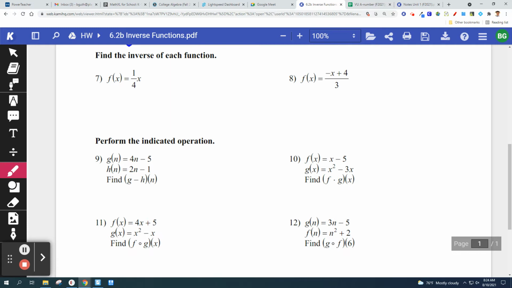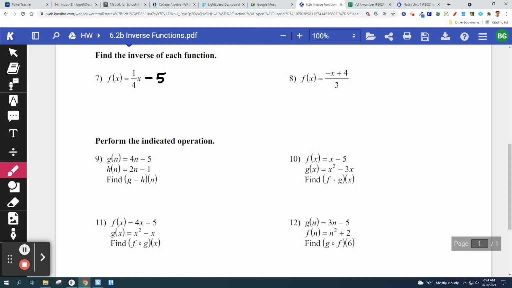I think number 7's too easy, so I'm going to change it slightly. Let's make that 1/4 x minus 5. Okay, so just add that, change the problem. I didn't think it was quite difficult enough. And notice the directions are a little bit different. This time it doesn't say the same thing. It says find the inverse. So this is the one where we have to go through the 4 steps.